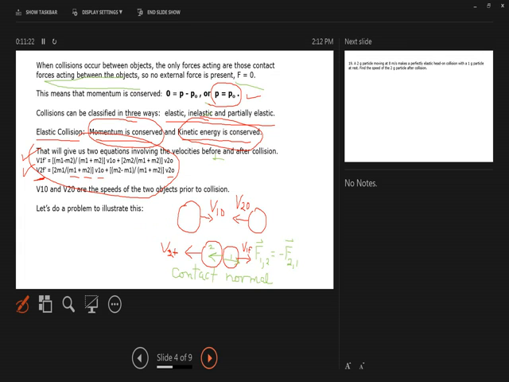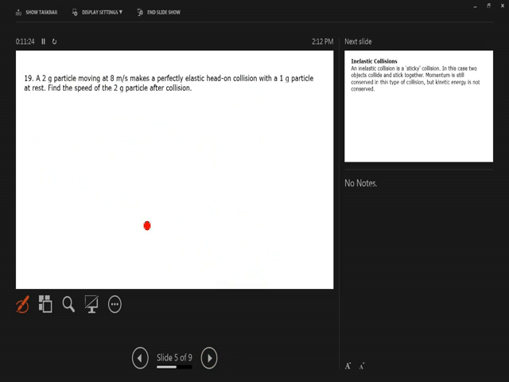Okay, so let's put this to practice and look at a problem like 19. We have here two objects, so let's say M1 is 2 grams, M2 is 1 gram, V10 is 8, and V20 is easy. V20 is 0.